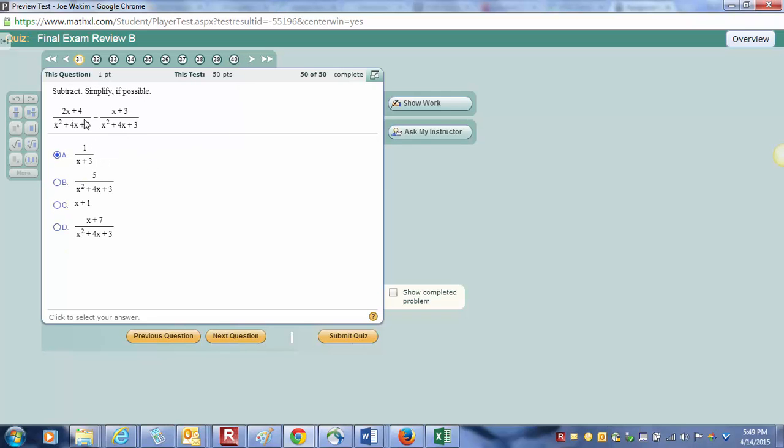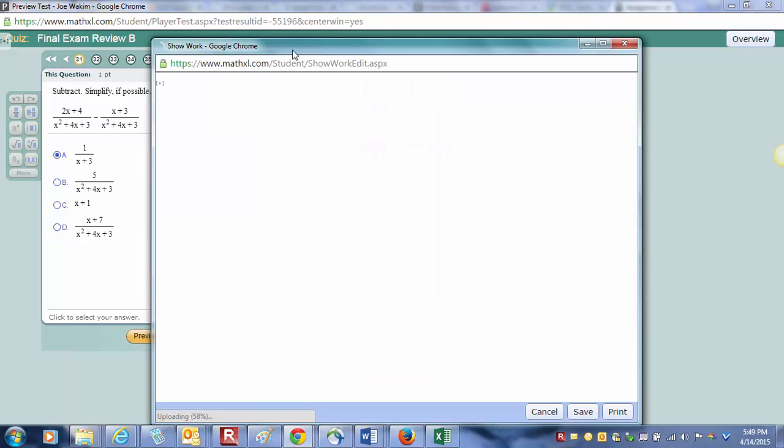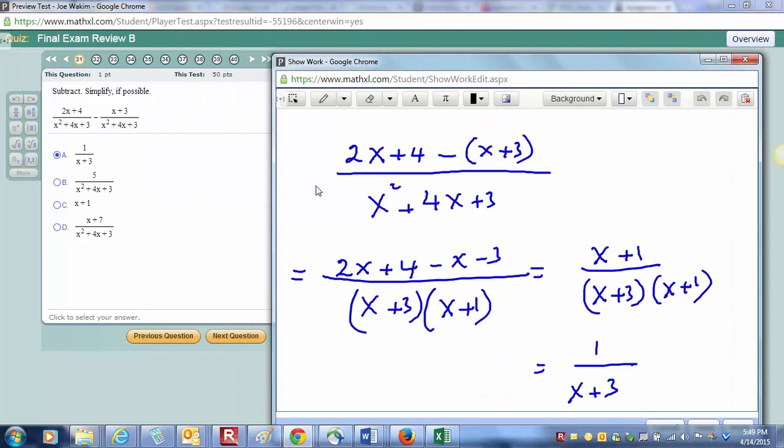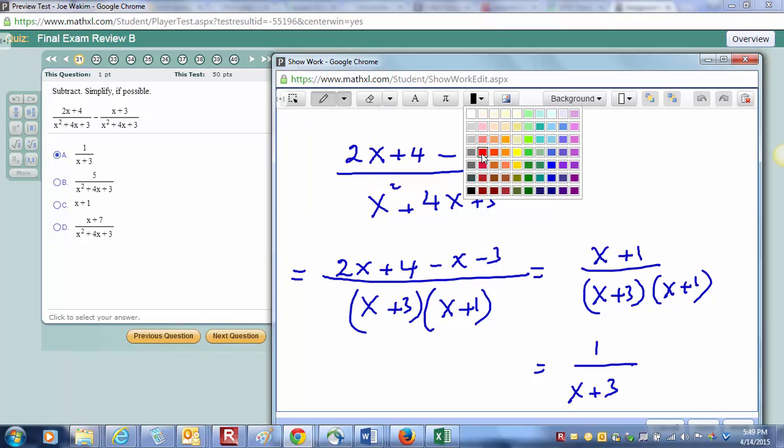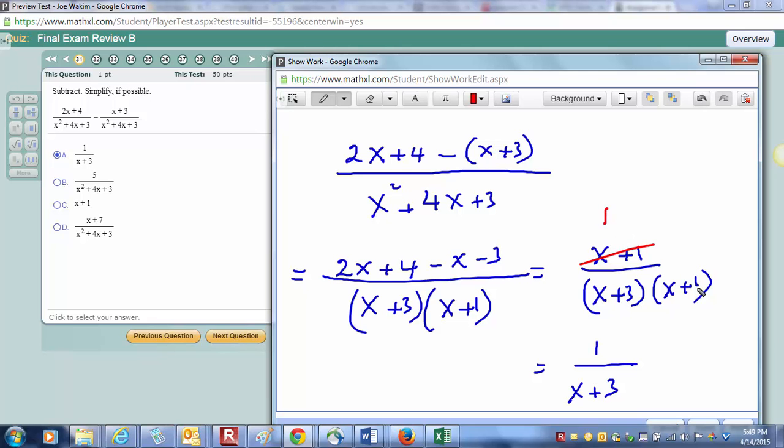Here we have the same denominator, so we've got to subtract the numerators. If you subtract 2x minus x, you get x, and 4 minus 3, you get 1. So x plus 1. In the denominator, the product is 3, the sum is 4. So 3 and 1, and we can factor x plus 3, x plus 1. And of course, in this case, x plus 1 will cancel. X plus 1 over x plus 1 is 1. And we have 1 over x plus 3, the final answer.